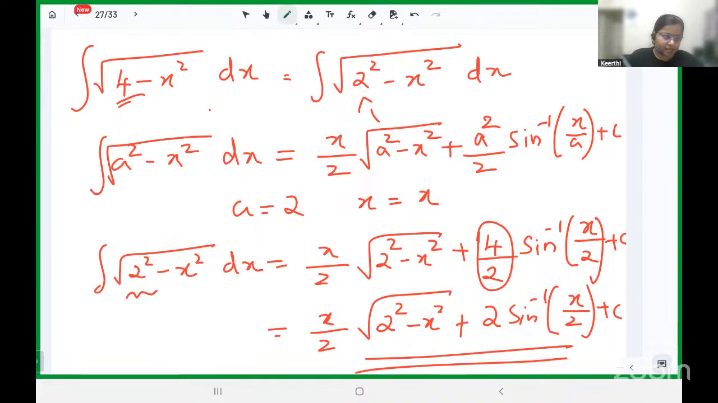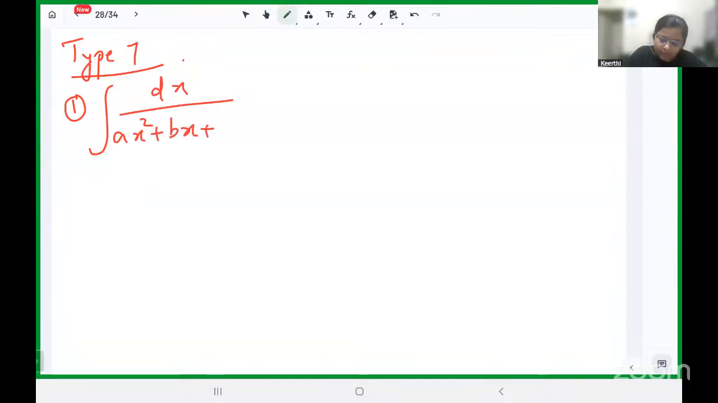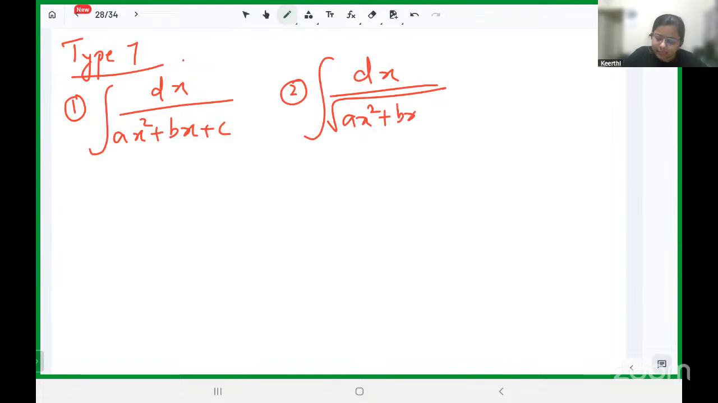So this was our type 6, isn't it? Now we are moving on to type 7. If you know type 6, then it will be easy to solve the problems in type 7. Actually, it is like an extended version. It will be of the form: dx by ax square plus bx plus c; then dx by root of ax square plus bx plus c; and third, integral root of ax square plus bx plus c into dx.